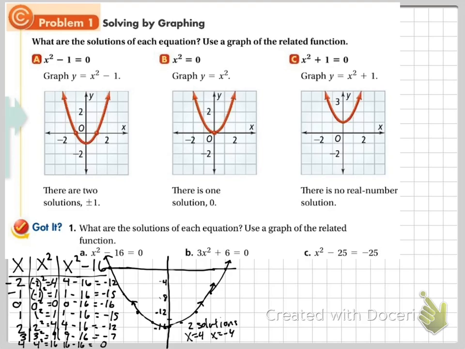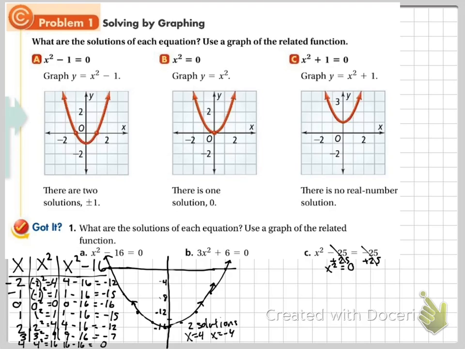Let's try doing C. Here's the deal. When you're graphing, it needs to be equal to 0. We didn't have to change anything in A because it was already equal to 0. But in C, it's not equal to 0. So I need to make this 0. In order to make that 0, I need to add 25 to both sides. Just so happens that this cancels it off, and I get x squared equals 0.